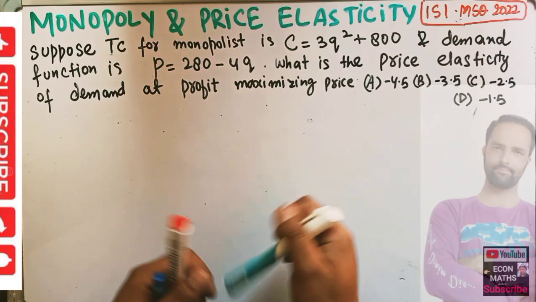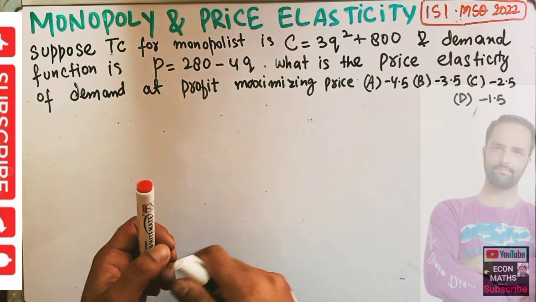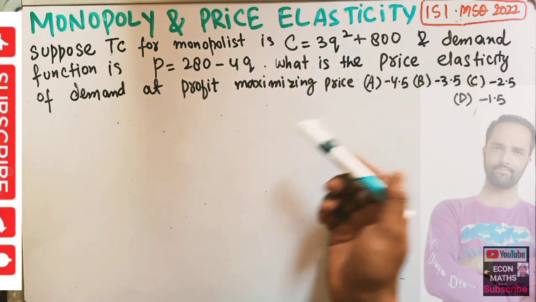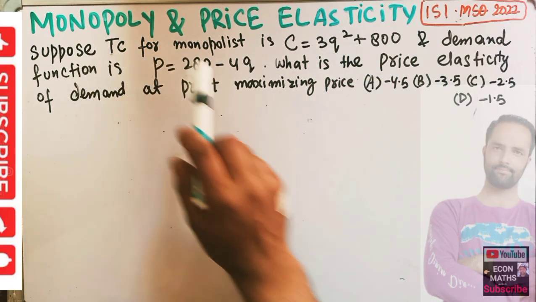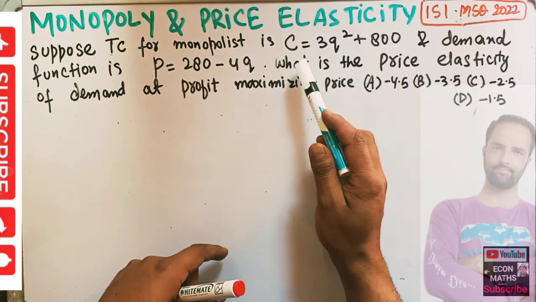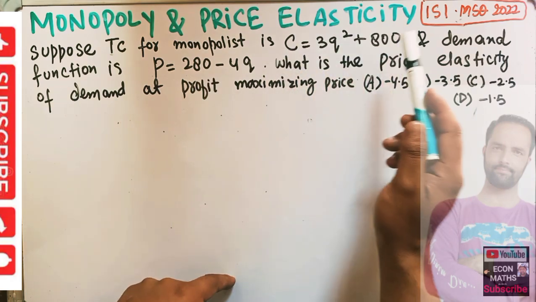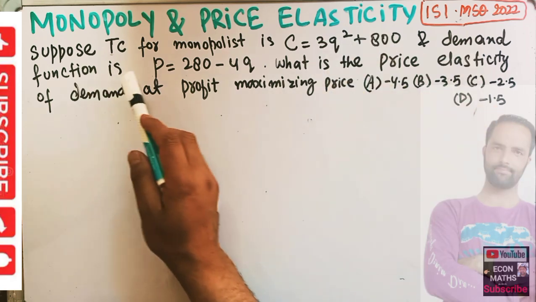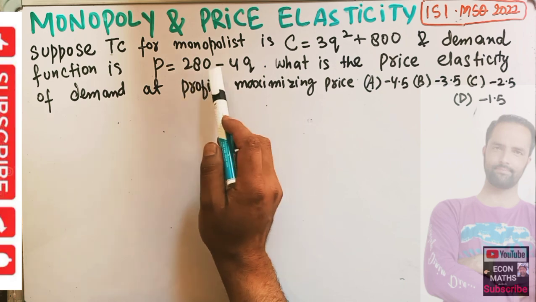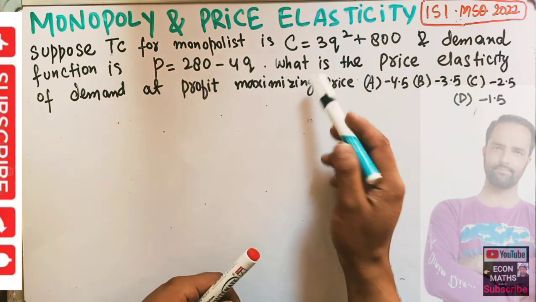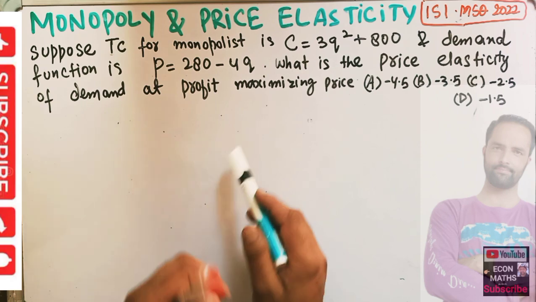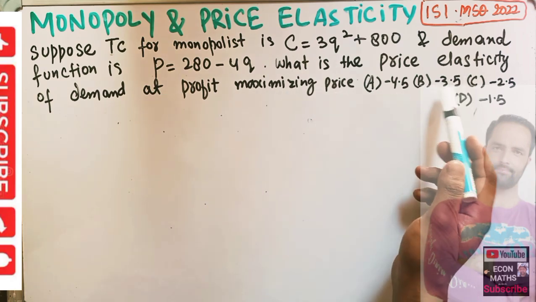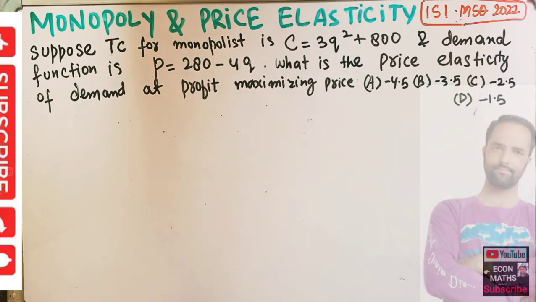In this video, we will solve a problem that was asked in ISI MSQ 2022 regarding how to find the price elasticity from the given monopoly problem. The question is like this. Suppose total cost for a monopolist is given as C = 3Q² + 800, where Q denotes the output, and the demand function is given as P = 280 - 4Q. P is the price, Q is the output. What is the price elasticity of demand at the profit maximizing price? The options are -4.5, -3.5, -2.5, or -1.5.